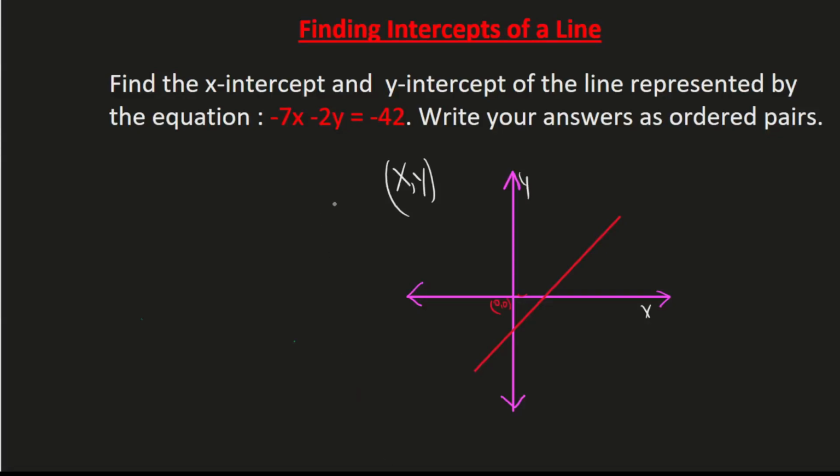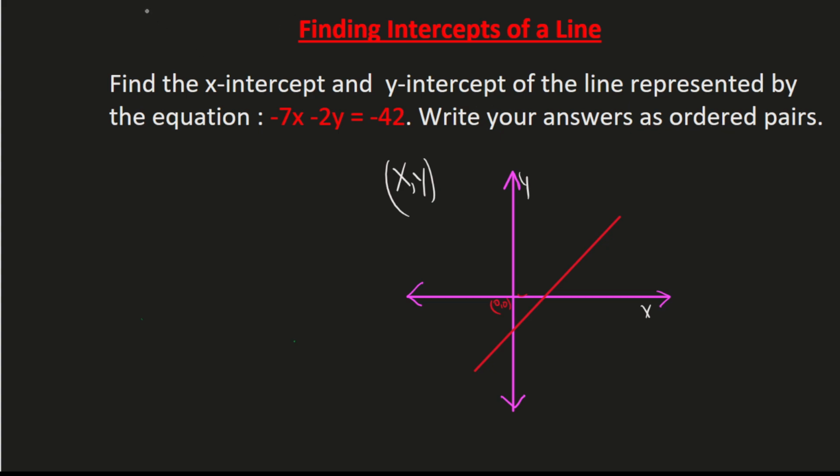Okay, guys, this is another video that I'm doing on finding intercepts of a line. This is the question. Find the x-intercept and y-intercept of the line represented by the equation minus 7x minus 2y equals minus 42. And the question is to write the answers as ordered pairs. Let's dive right into it.